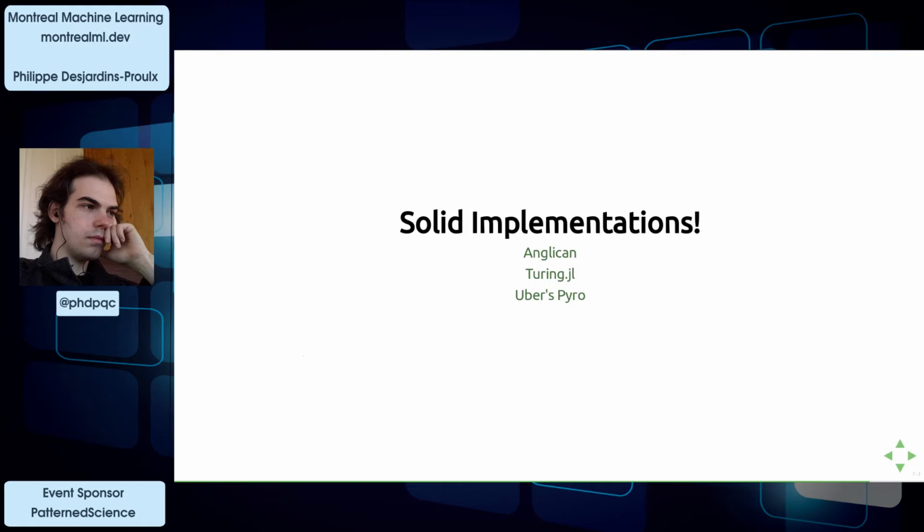Anglican is the oldest of the three. It's written in Clojure. Turing is a fairly recent one. It's written in Julia. And finally, Uber is developing Pyro, which is using the PyTorch framework, normally used for deep learning. It's written in Python.